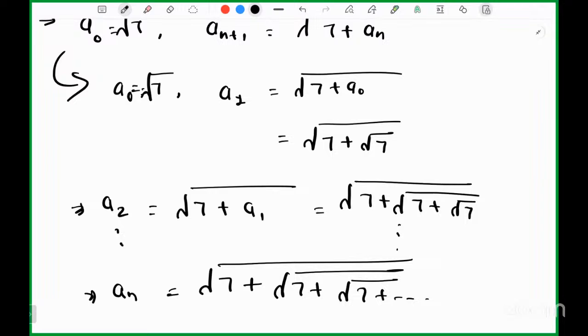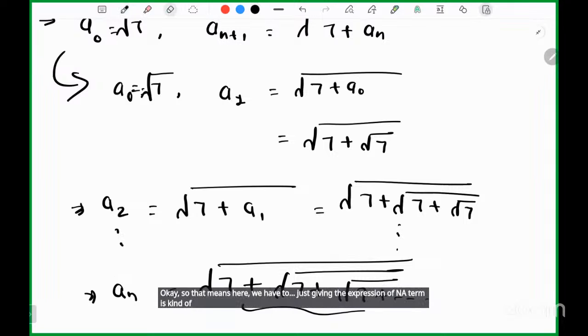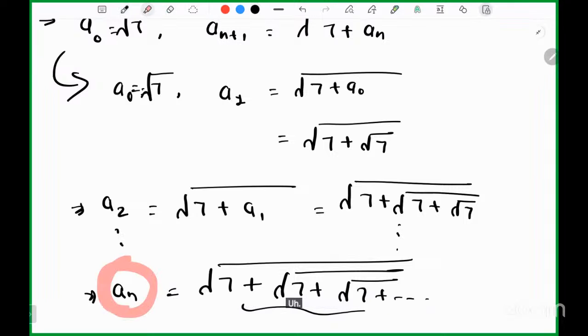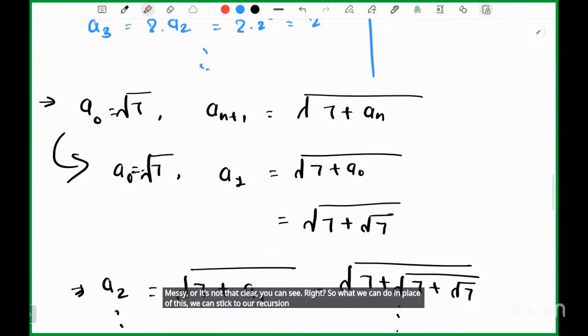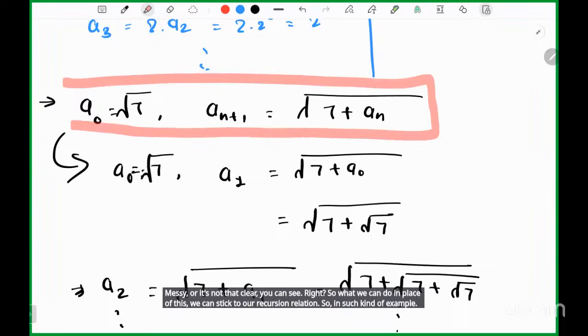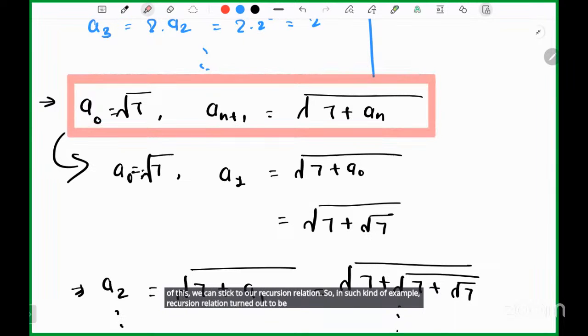Okay, so that means just giving the expression for the nth term is a little bit messy, or not that clear. So in place of this, we can stick to our recursion relation. In such kinds of examples, the recursion relation turns out to be very nice to handle. Is that clear?